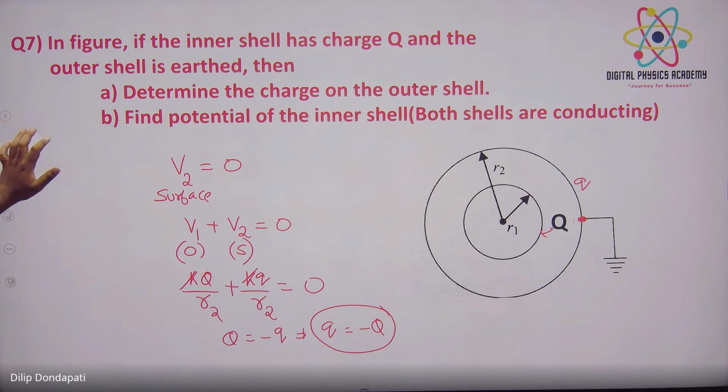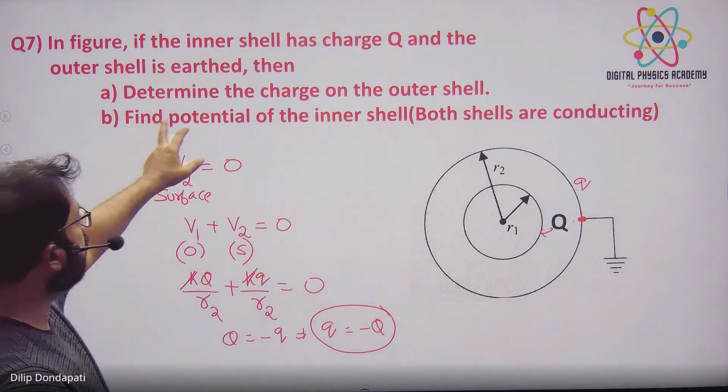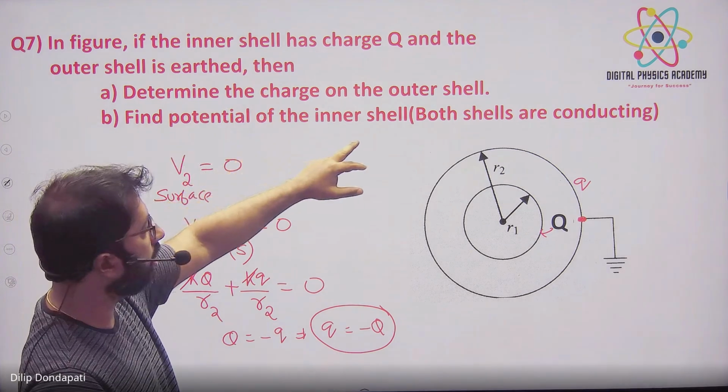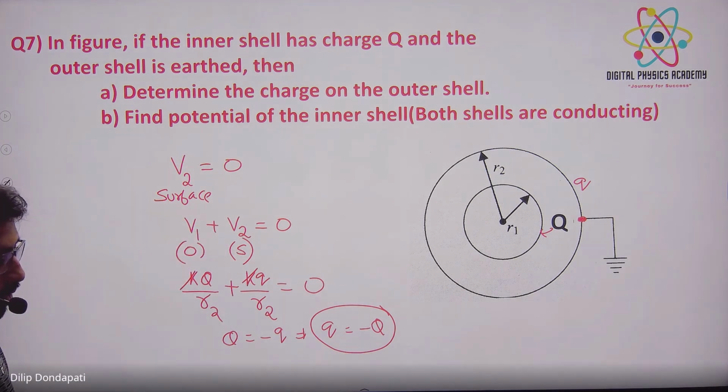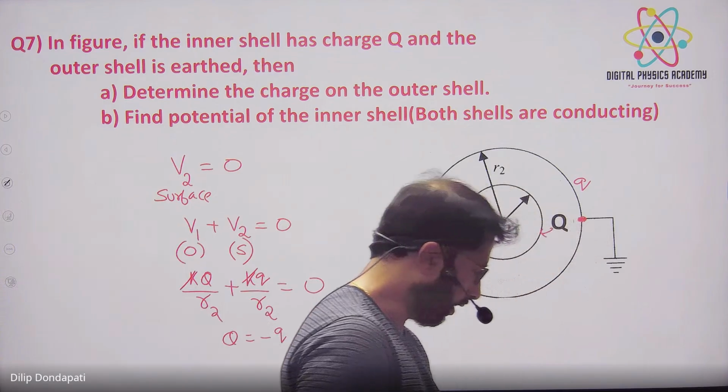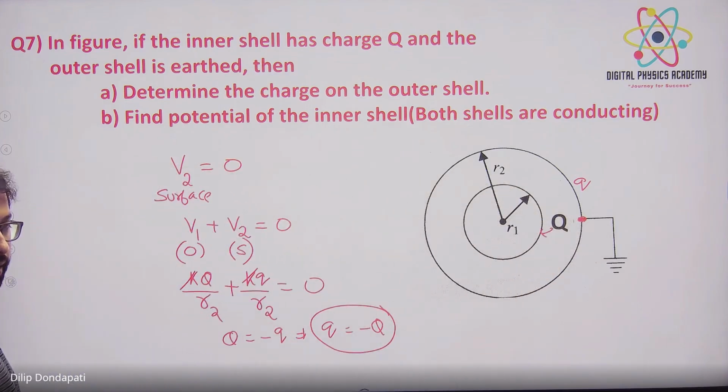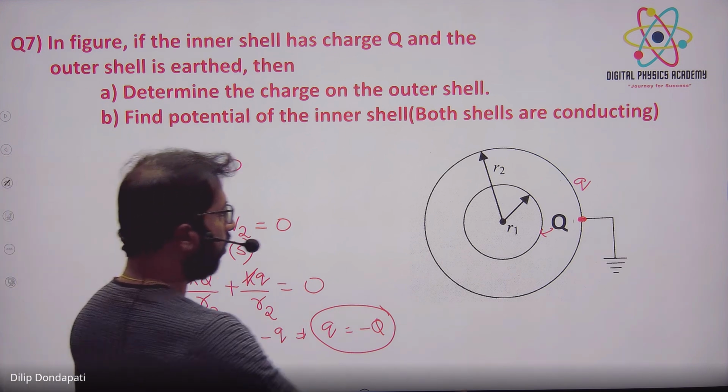चलो, ये वाला भी है. Determine the potential of the inner shell. Both are conducting. Inner shell का भी find करो. KQ by R1 minus KQ by R2. Yes, correct. Okay, KQ by R1 minus KQ by R2, because we got here.